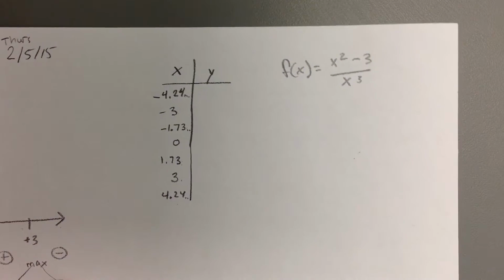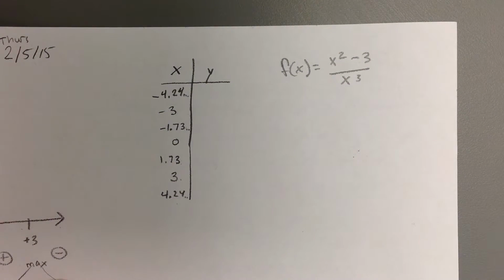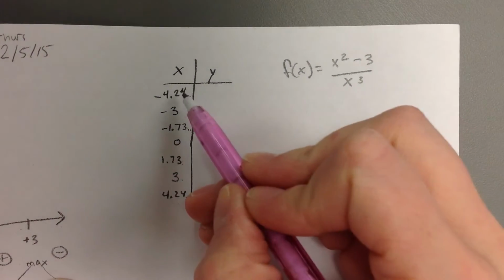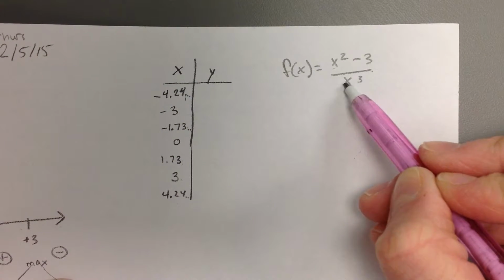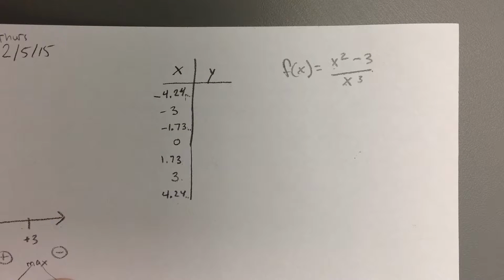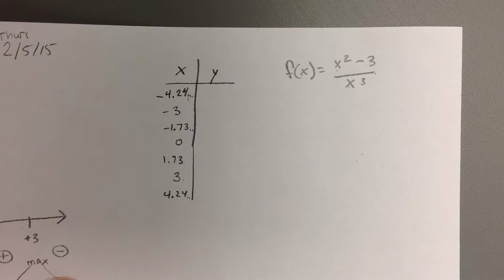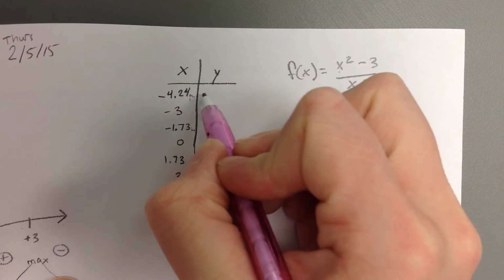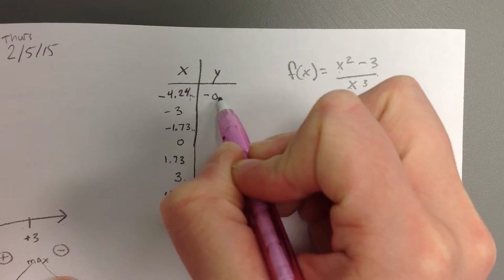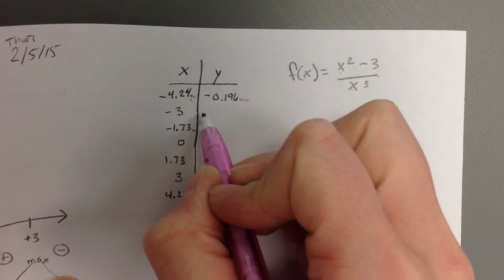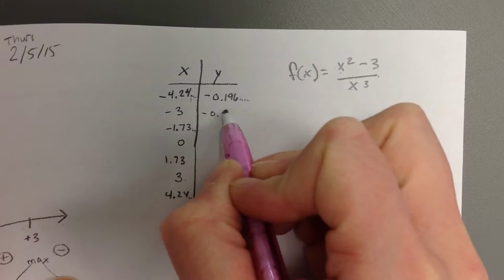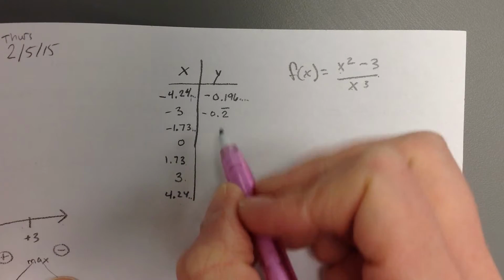This is where in class I just told you what they were, and I got two of them mixed up in my head. So what we would do is take negative 4.24 and plug it in wherever we see x. And what we should find is that we get negative 0.196, etc. For negative 3, we get negative 0.2 repeating.